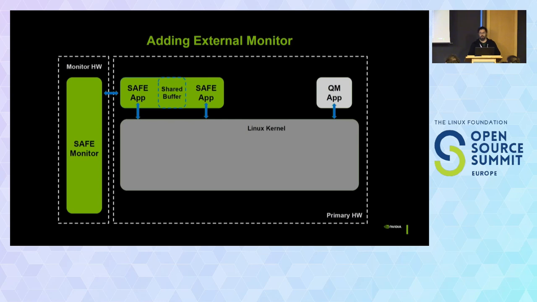So either the safe application fails to notify the safe monitor that everything is well, or the safe application detects a problem and asks the safe monitor to do something, and the safe monitor will, for example, power off or reset. It really depends what is considered to be the safe system for that use case.